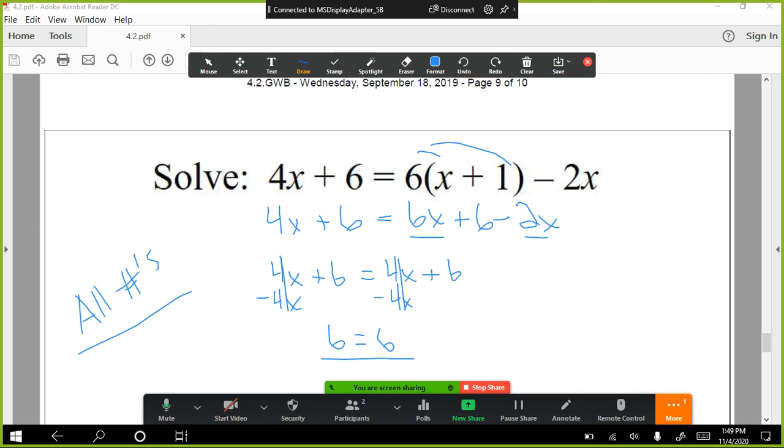In this case, no matter what I put in for x, it will always work. So if the x's disappear and you have two unequal numbers, no solutions. Two equal numbers, all numbers work.